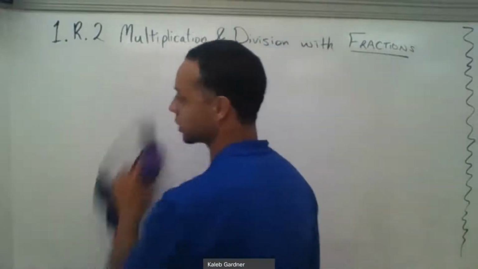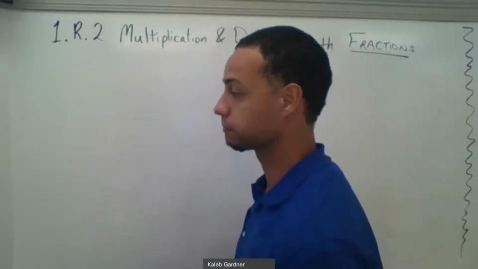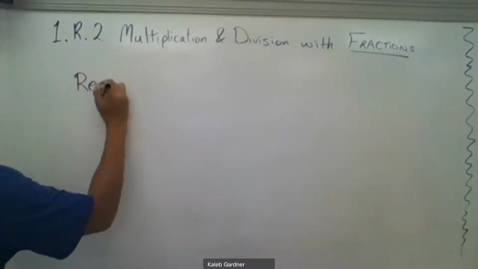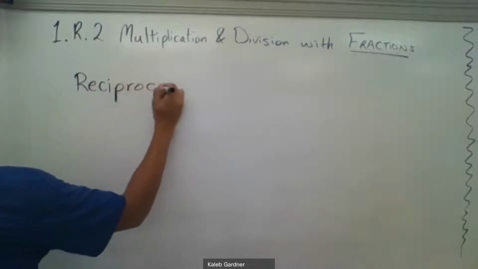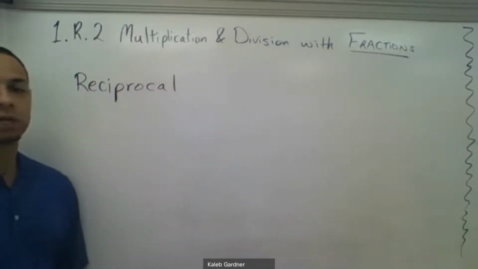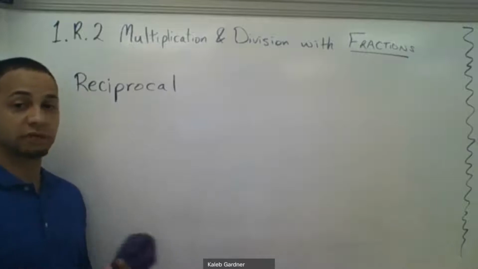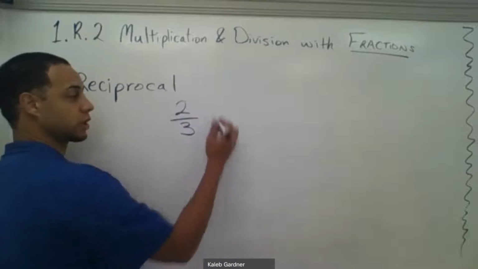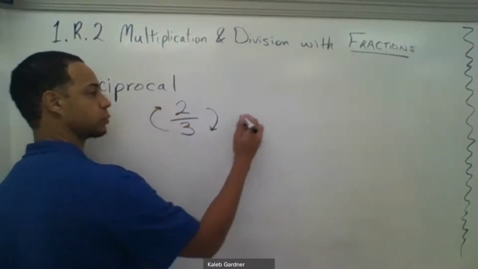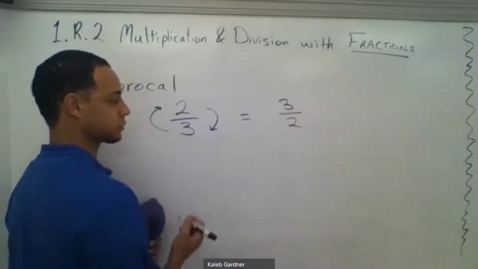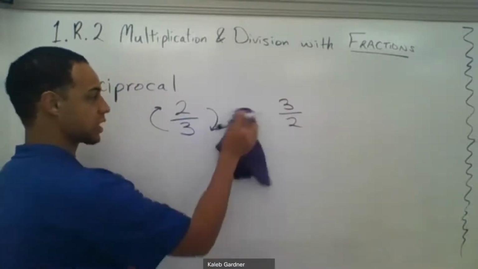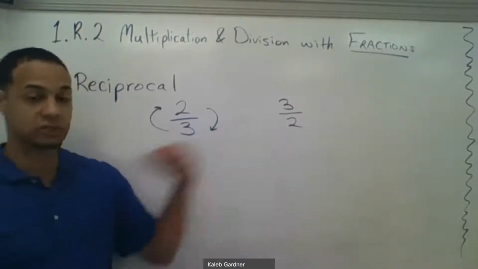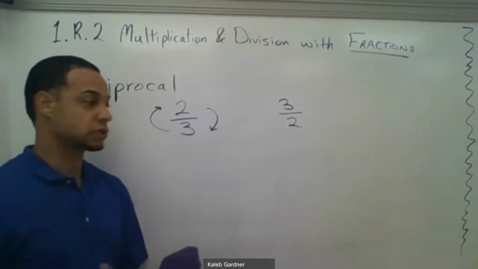All right, let us go ahead and go over another vocabulary term. Reciprocal. Let me spell that for you. R-E-C-I-P-R-O-C-A-L. Reciprocal literally means to just take a fraction and flip it upside down. So if I've got 2/3, the reciprocal will be 3/2. These are not actually equal to each other, right? 2/3 just doesn't equal 3/2, but the reciprocal is 3/2. Okay, so let's continue.